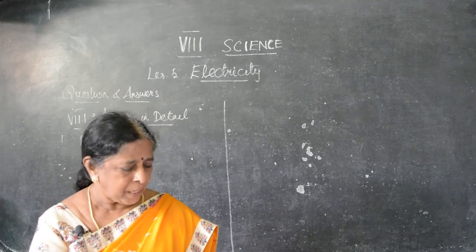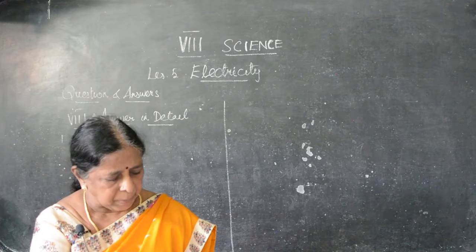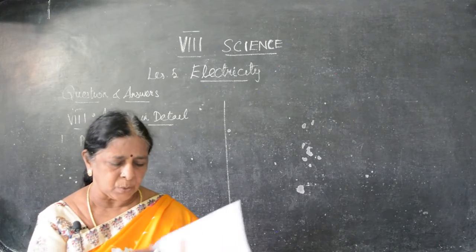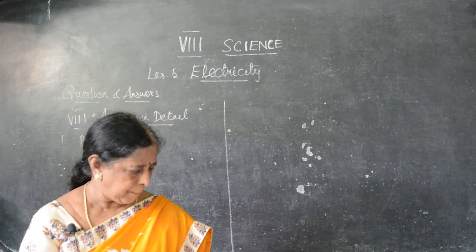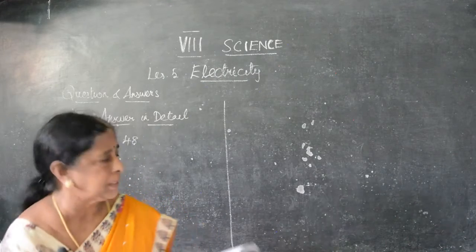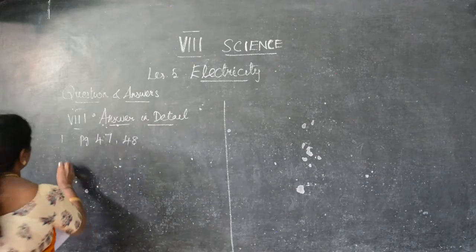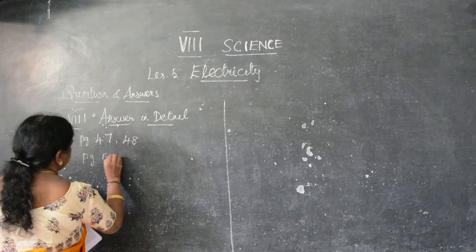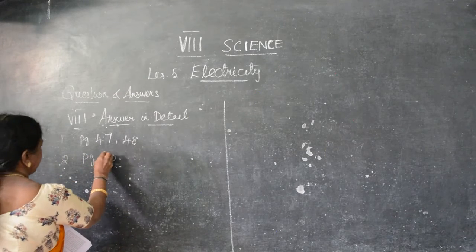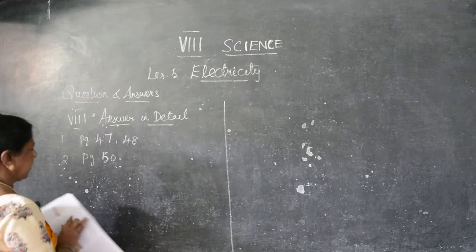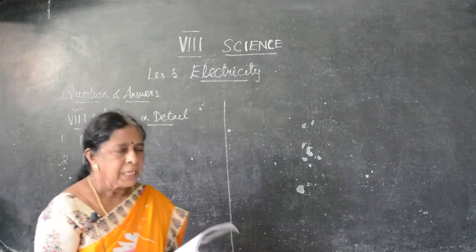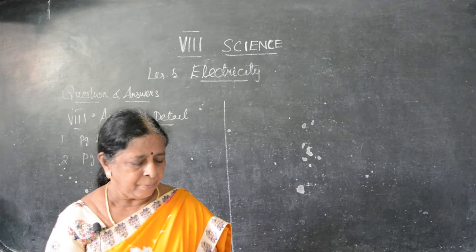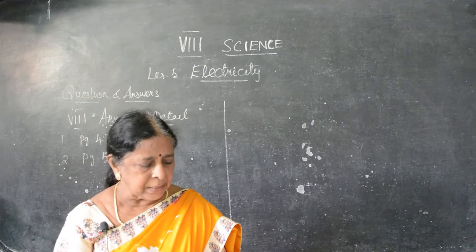Next one, what is an electroscope? Explain how it works. Here, page number 50, second answer. I have taken down electroscope under the heading electroscope, that is 5.5. Only one name we have to mark in this.